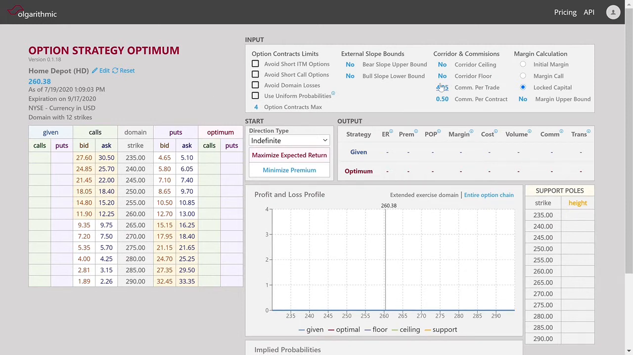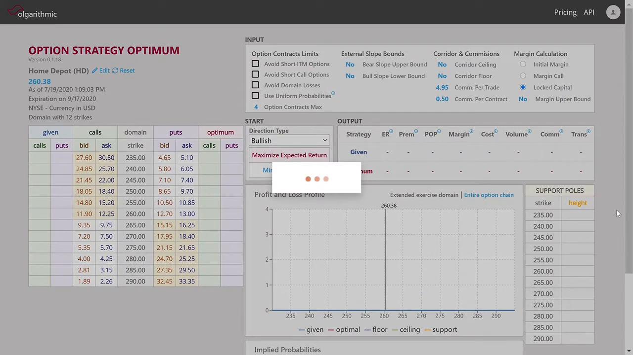Here you type the commission fees of your broker, commission per trade and commission per contract. Assume that you do not have any idea about market direction, market sentiment. You do not have any market sentiment. In this case, you can keep the direction type indefinite, and you will rely on the market sentiment implied by option deltas. But if you do have a market sentiment, say bullish, push maximize expected return.